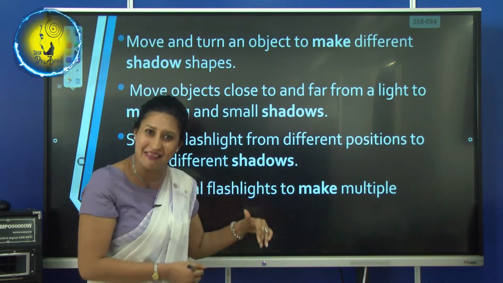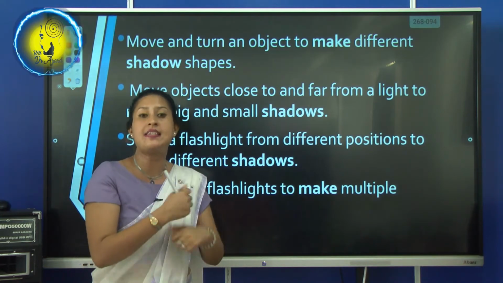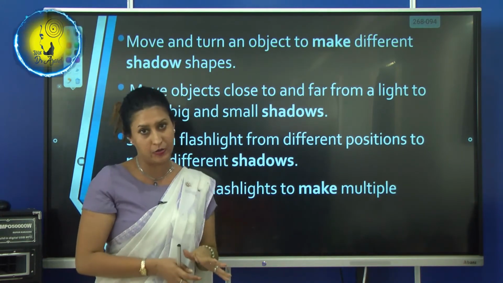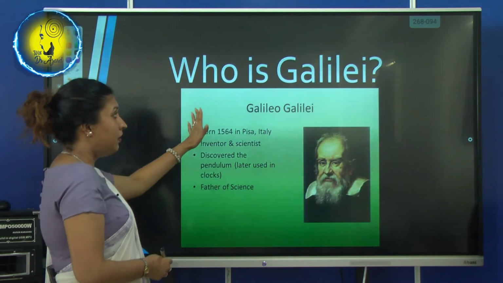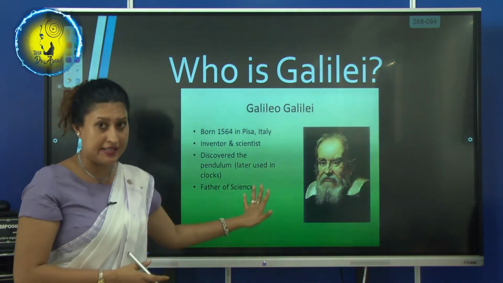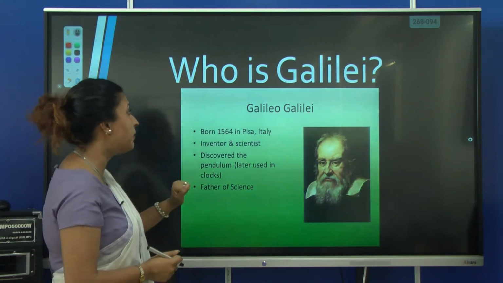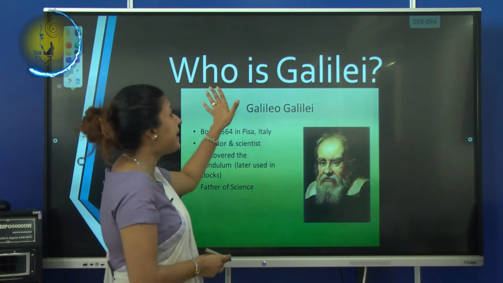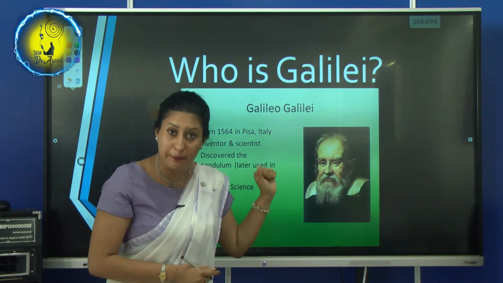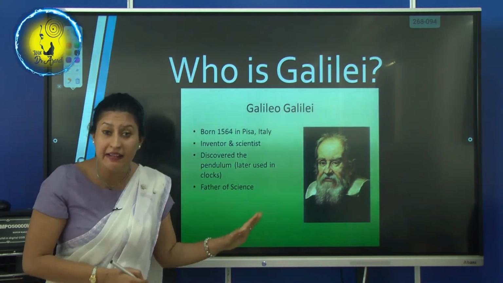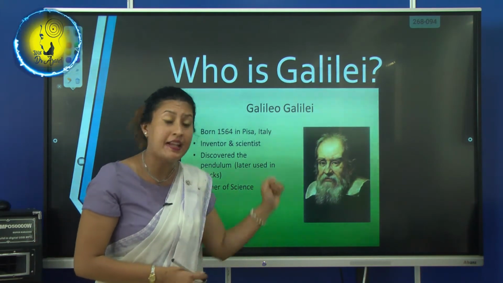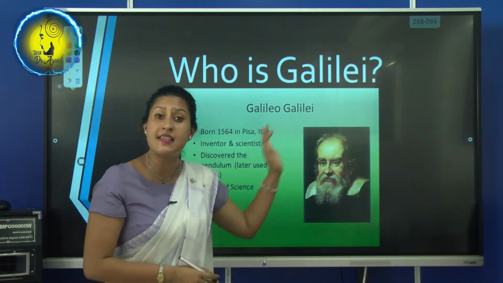We don't have sun there, but we are using something else to create a shadow. Understand? Okay, so now let's talk about this person. Who is Galileo? He is a person, but he is a scientist. Who is he, children? Galileo Galilei. He is a scientist.